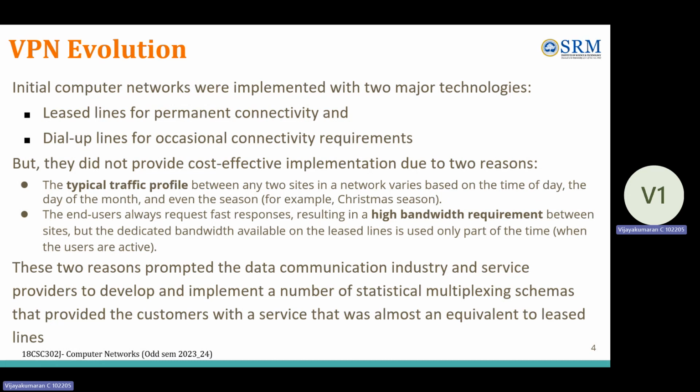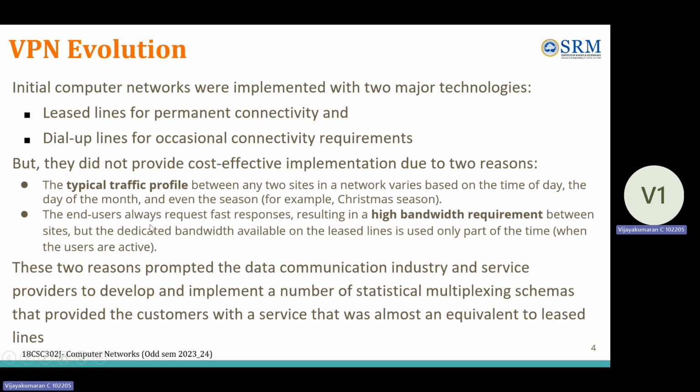One is the traffic profile. The typical traffic profile between any two sites in a network varies based on the time of the day, the month, and even the season. For example, in the Christmas season, the traffic might be very high. Similarly for the New Year season. So we cannot anticipate the typical traffic profile in advance in these kinds of networks.